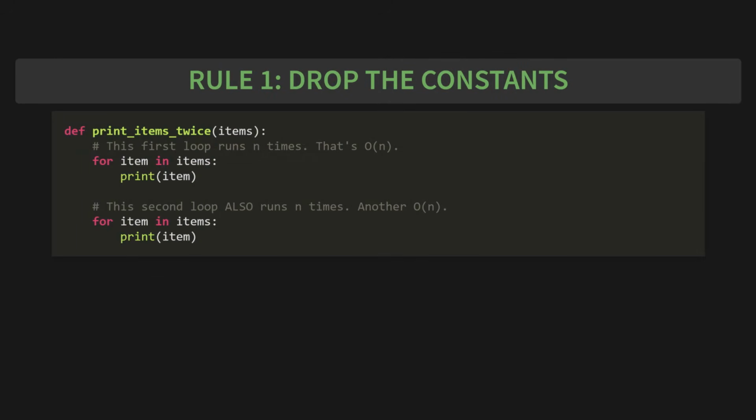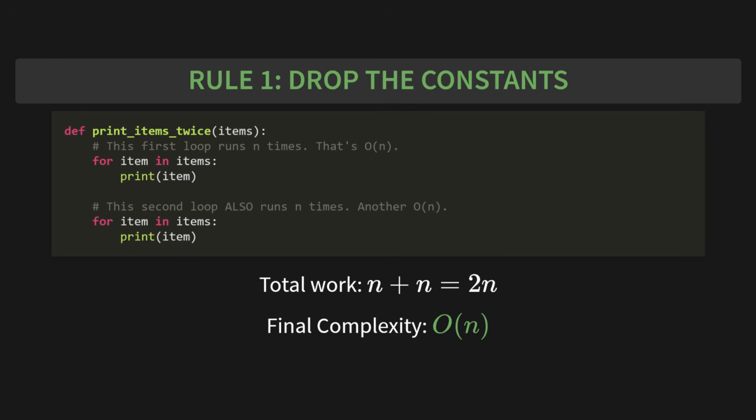Let's look at this in some code. We have a function called printItemsTwice that takes in a list of items. This first loop runs n times, so that's O of n. Simple enough. Then we have this second loop that also runs n times. That's another O of n. The total work is n plus n, which equals 2n. But what's the rule? Drop the constants. So the final complexity is just O of n.